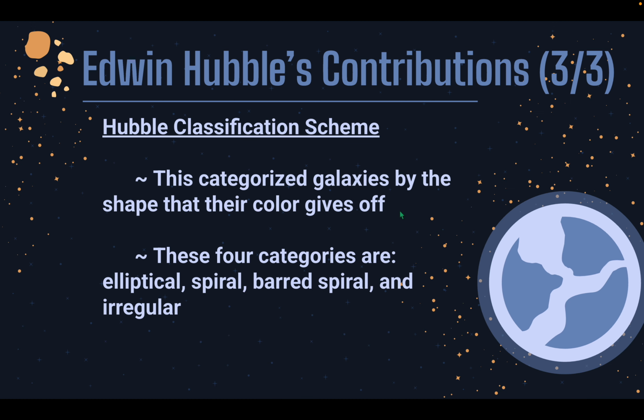Hubble also made a classification scheme for these galaxies. This categorized galaxies by the shape that their color gives off. These four categories are elliptical, spiral, barred spiral, and irregular.